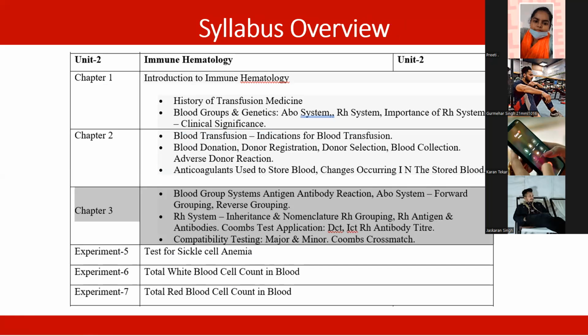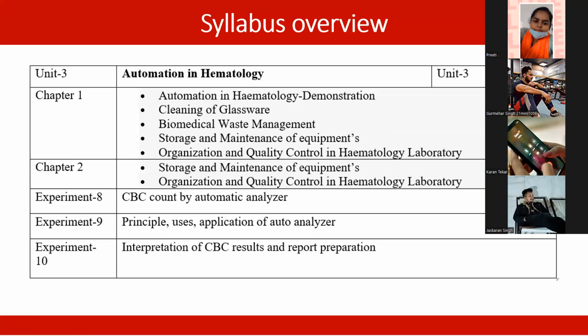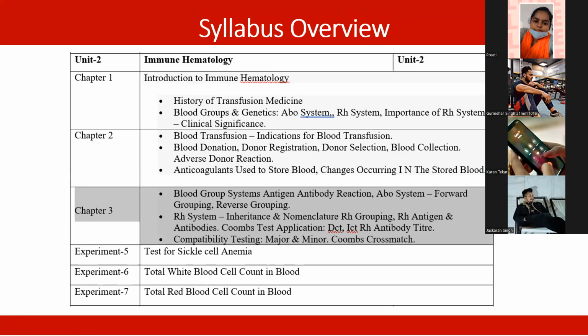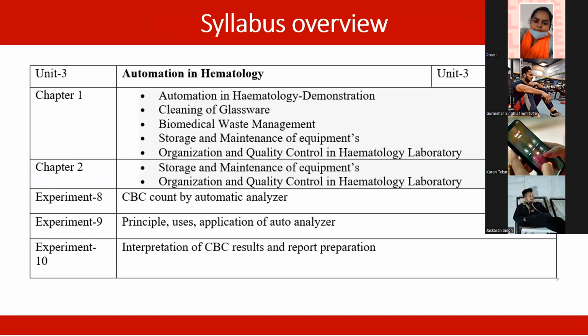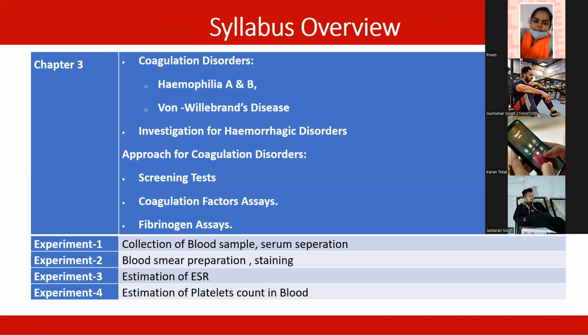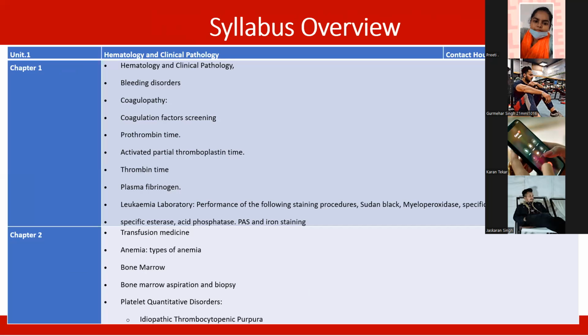Then in the unit 2, they have given immunohematology. Then in the unit 3, they have given automation in hematology. So immunohematology, coagulation disorders, bleeding disorders, transfusion medicine. So this is all about the syllabus, students. We need not worry. We can cover everything in this.